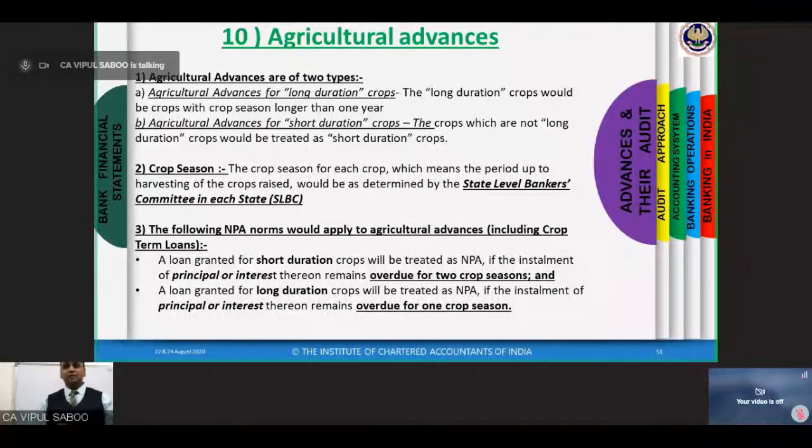Agricultural advances are for long duration crops and short duration crops. There are two types of crops. Long duration crops are those crops whose crop season, from sowing till harvesting of the crop, is more than 1 year: sugarcane, rubber. So, longer than 1 year. Short duration crops are those crops which are not long duration crops. Their crop season is less than 1 year: paddy, rice, wheat. The crop season is the season from sowing till harvesting.